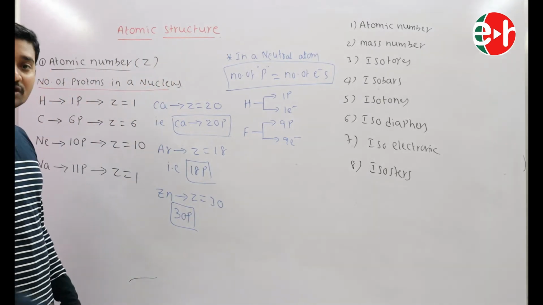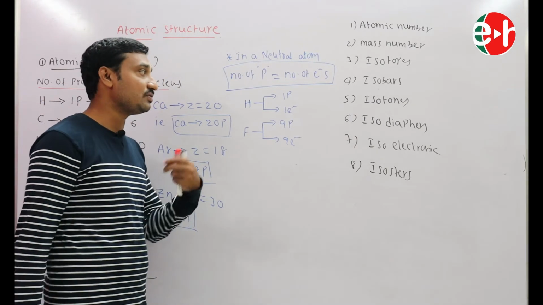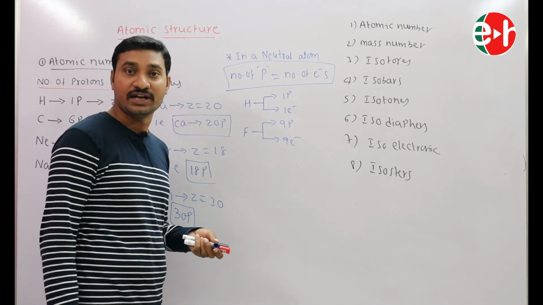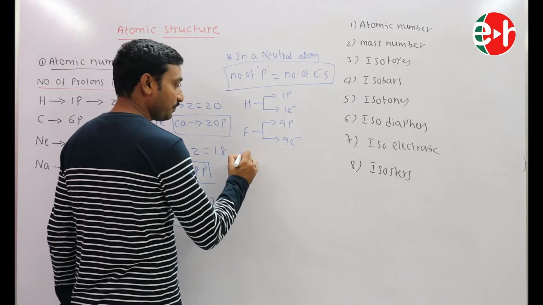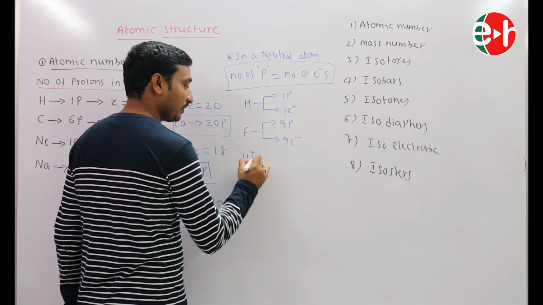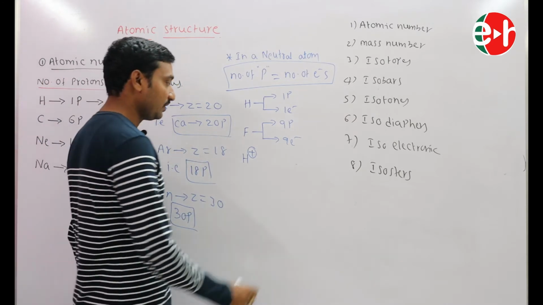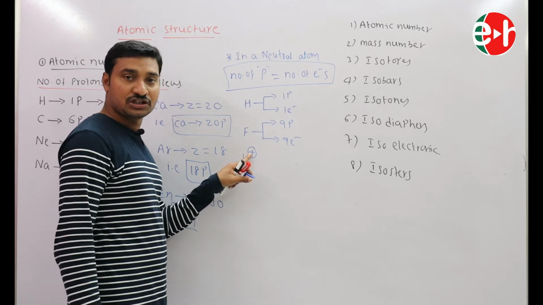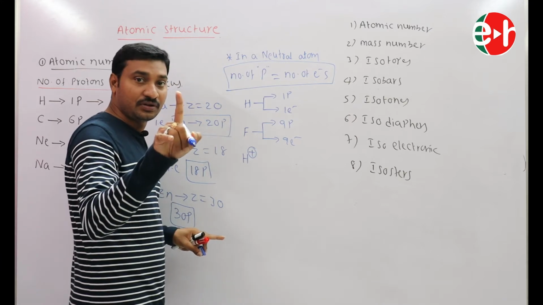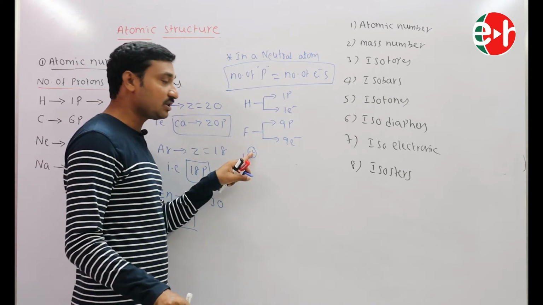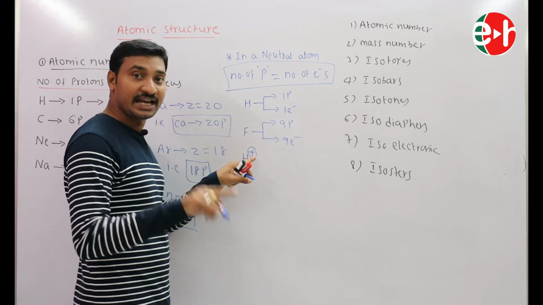But if we take a charged species, that means whether positive charge or negative charge. We know a positively charged species is known as a cation, and a negatively charged species is known as an anion. Positive charge, for example H plus. How is a positive charge formed? By losing electrons. One positive charge means it loses 1 electron, but protons remain the same. Positive charge by losing electrons, negative charge by gaining electrons.